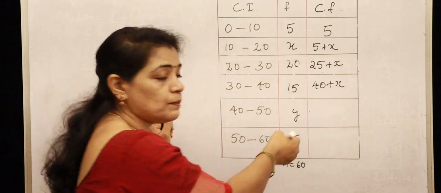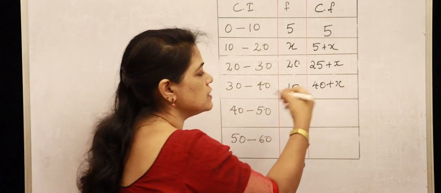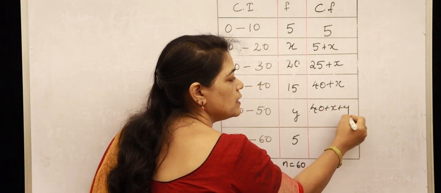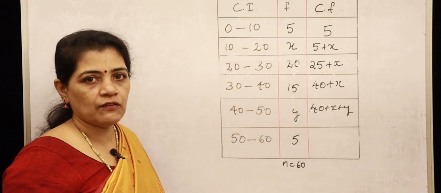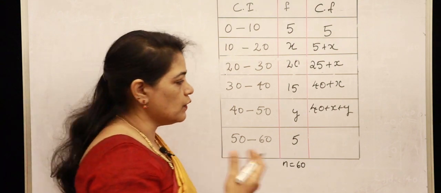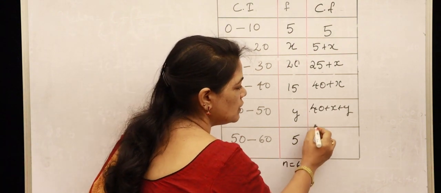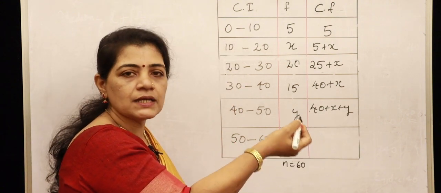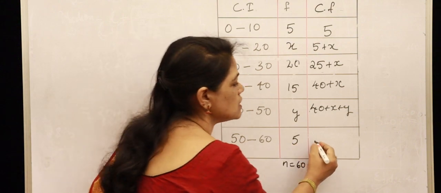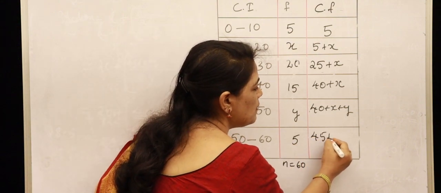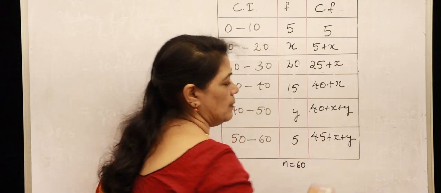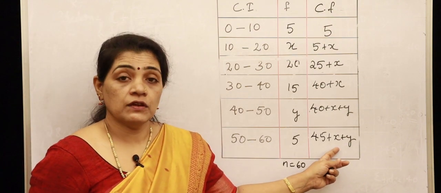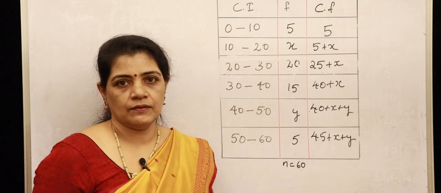And 40 plus x plus y will give you the cumulative frequency of the next class interval. Since y is a variable, we can't add it with the 40 or x. And when you add 5 along with this, 40 plus x plus y plus 5, 40 and 5 are constants, so 45 plus x plus y. Okay, this is the cumulative frequency of the last class interval.